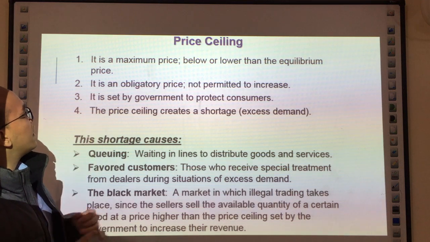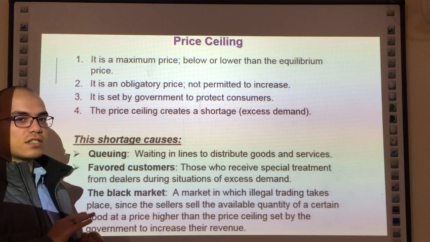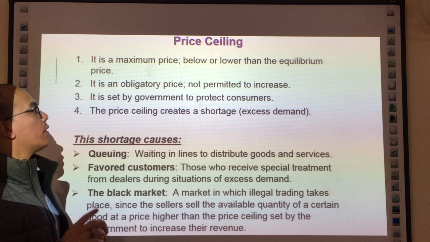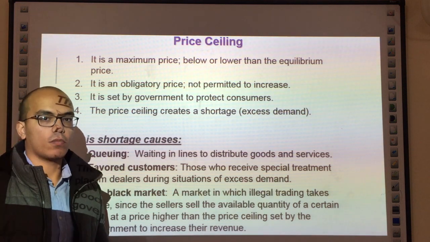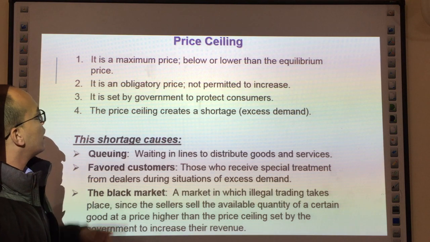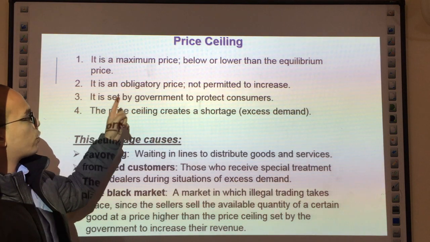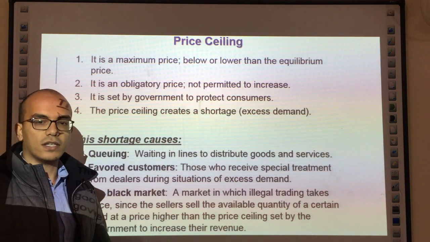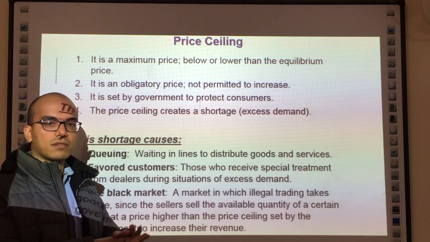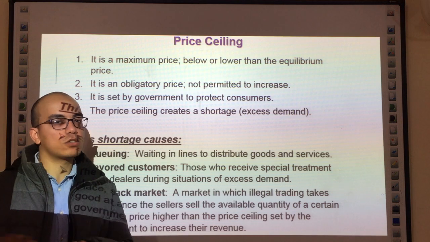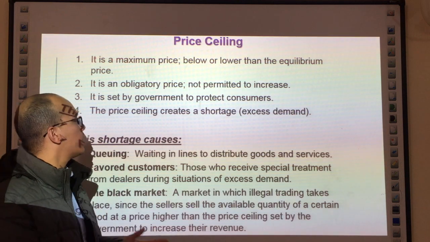So price ceiling is a maximum price. This is something that you cannot go higher than. It is below the equilibrium price, which we discussed multiple times before. It is an obligatory price, not permitted to increase. This price cannot increase by any means. This is the maximum price something can be sold at or agreed upon.